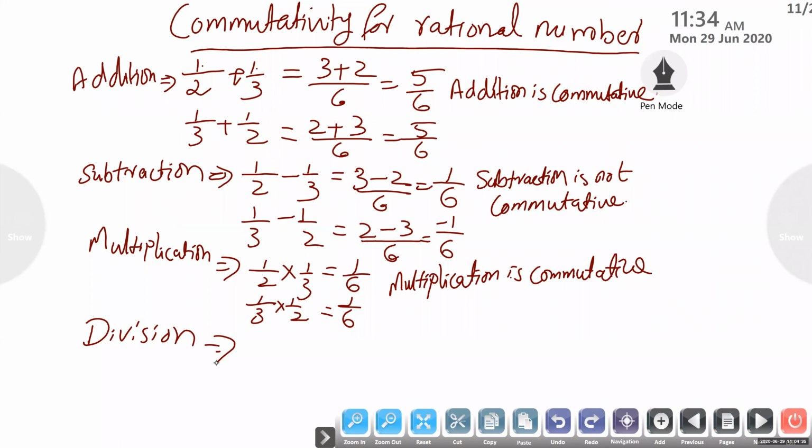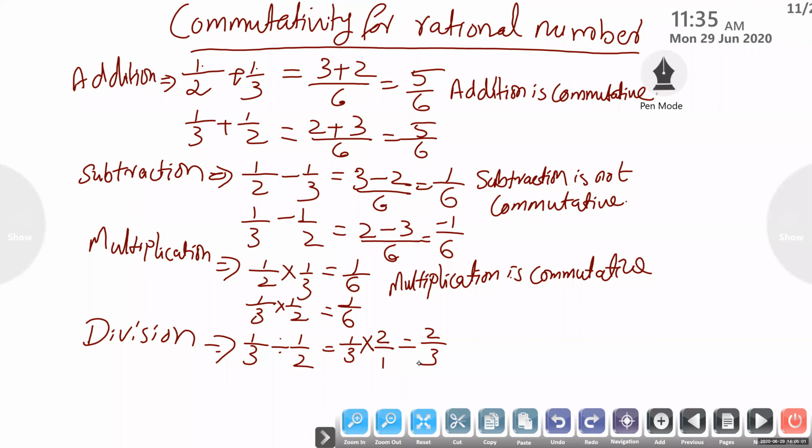Division. 1 by 3 divided by 1 by 2. This we will find. Division changes to multiplication. How? We can change 1 by 2 into 2 by 1, by applying reciprocal. So this is equal to 1 by 3 into 2 by 1, which is 2 by 3.